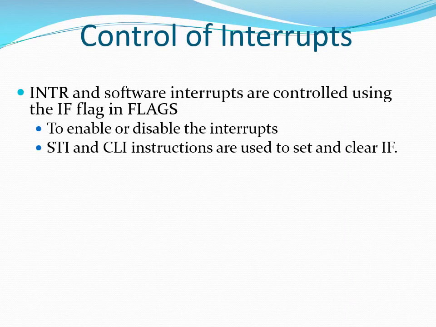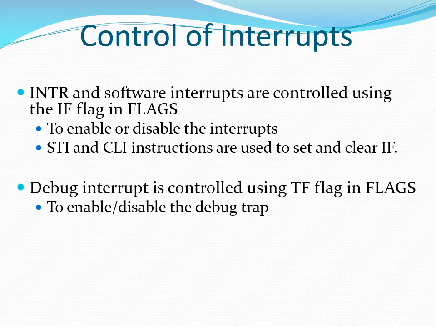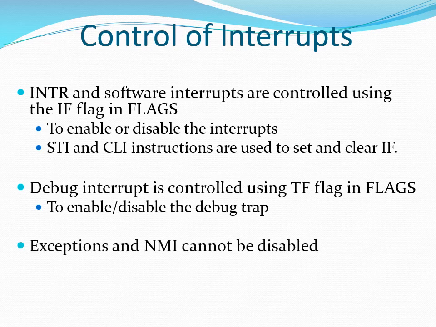The INTR and software interrupts are controlled using the interrupt flag in the flag register. By setting or clearing the flag, the interrupts are enabled or disabled respectively. The 8086 has instructions to set and clear the interrupt flag. The debug interrupt is controlled using the trap flag. By setting or clearing the flag, the debug trap is enabled or disabled. Exceptions and the non-maskable interrupt cannot be disabled. This means that the 8086 will always respond to them.